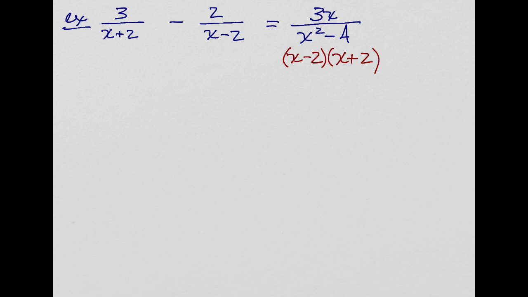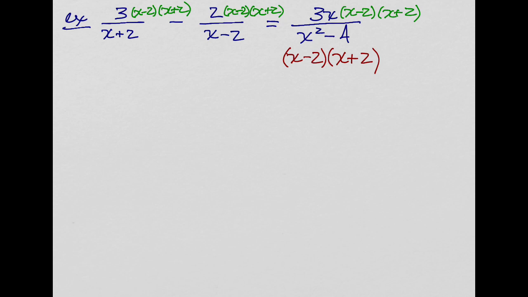So I'm going to multiply my first term times x minus 2 times x plus 2. That's on the top there with the 3. My next term times x minus 2 times x plus 2. That's on the top there with the 2. And my last term, same. We want to simplify before we multiply to make the multiplication as smooth as possible.